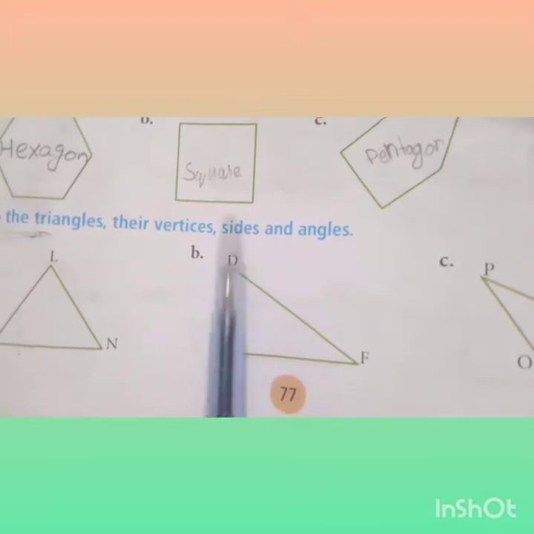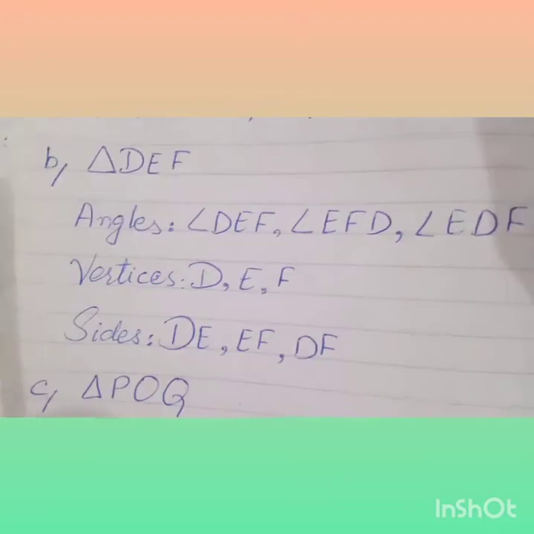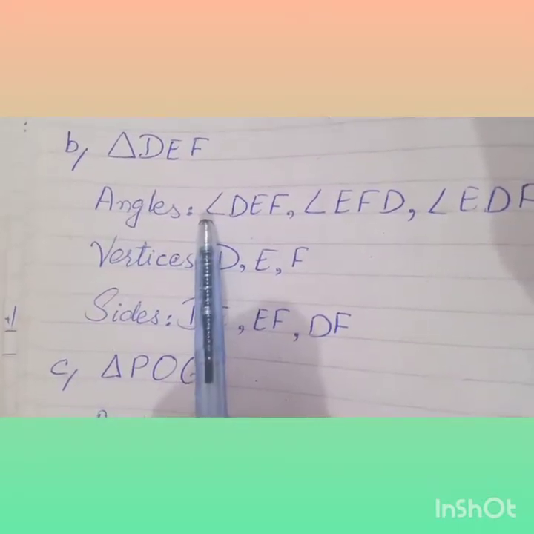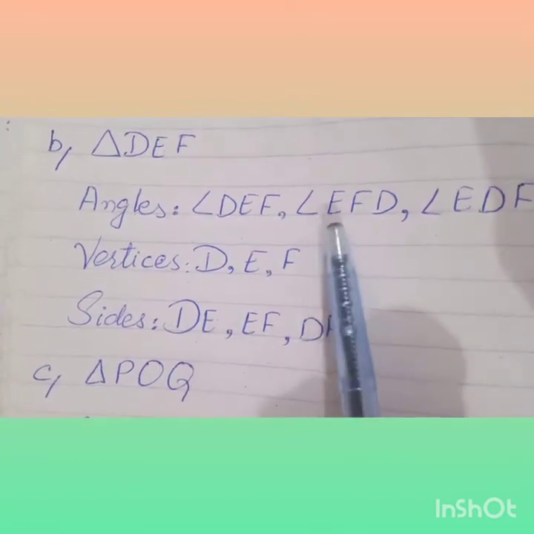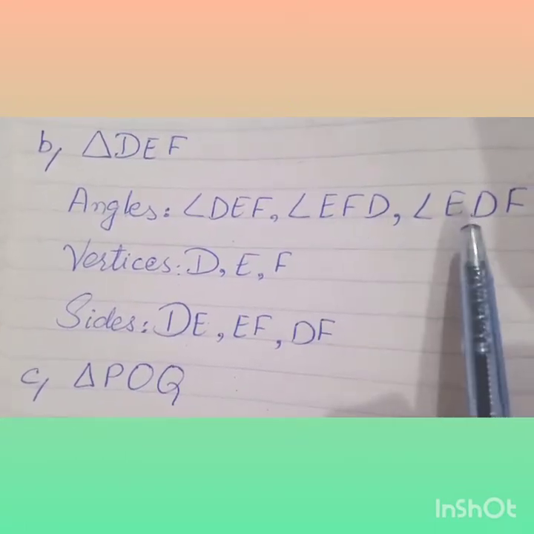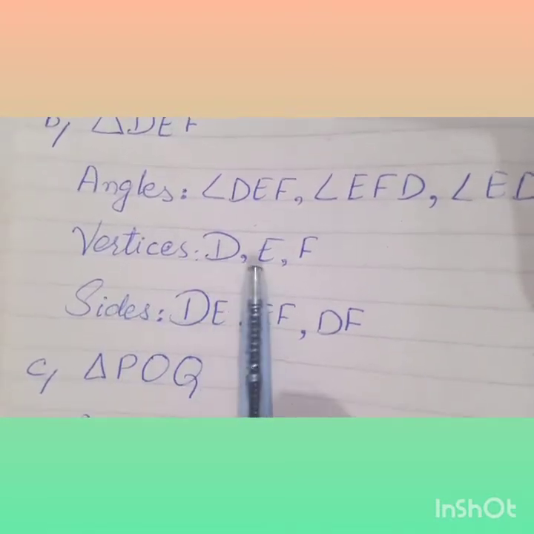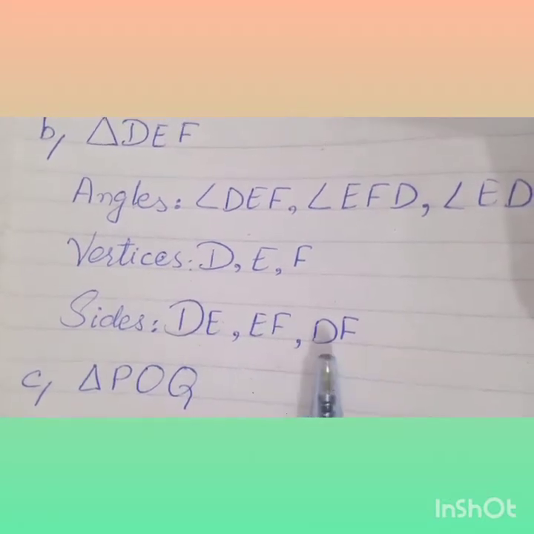Diagram B is D, E and F. B angles is angle symbol and then D, E and F. Second angle is E, F, D. Third angle is E, D, F. Vertices are D, E, F. Sides are D, E, F and D, F.